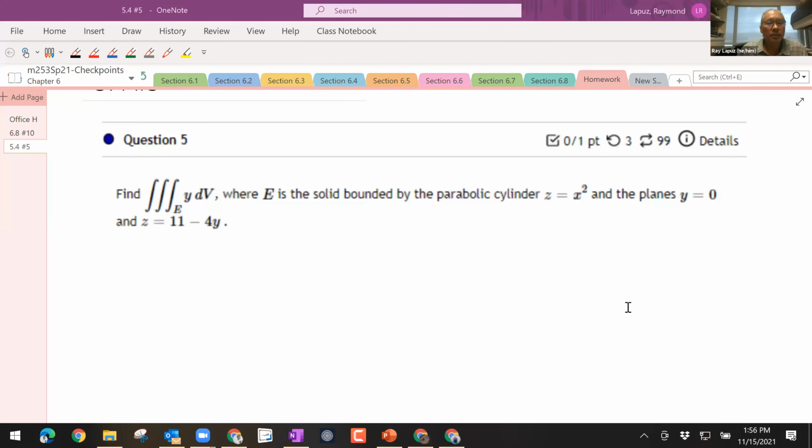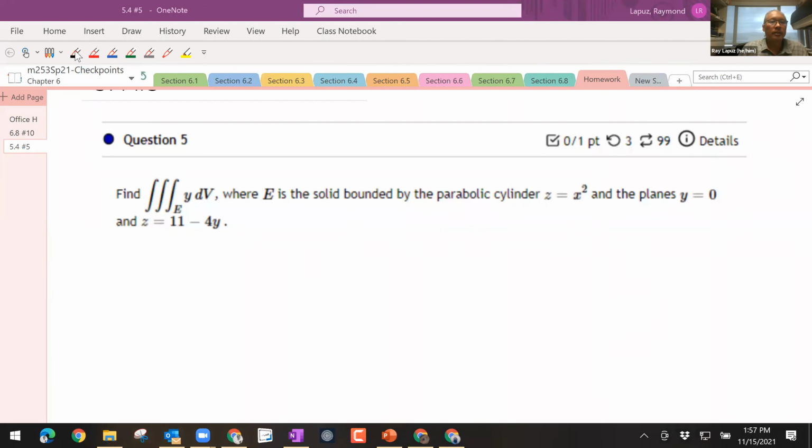Hello, let's do this problem from section 5.4 in your Math 253 class. Here we have a triple integral over a solid E of y dV, where the solid E is bounded by the parabolic cylinder z equals x squared, and the planes y equals 0 and z equals 11 minus 4y.